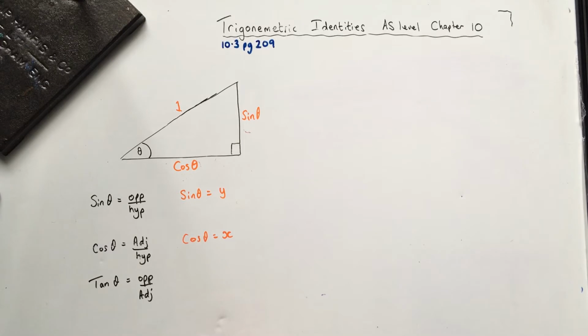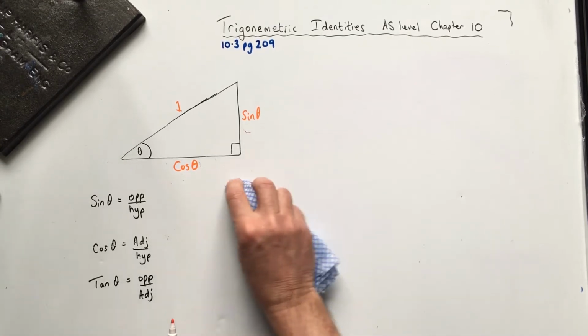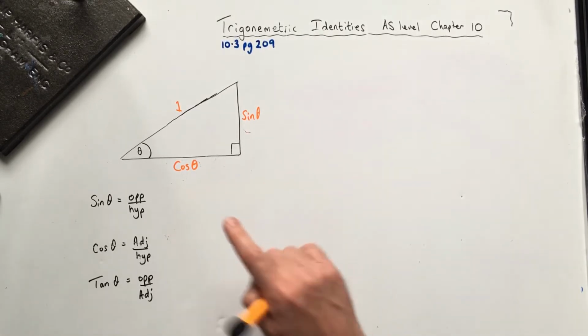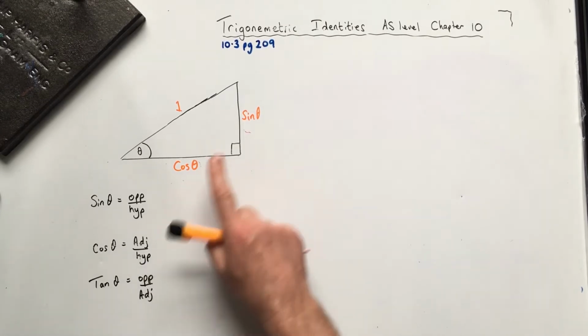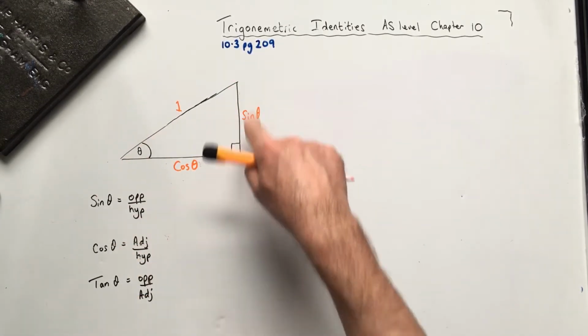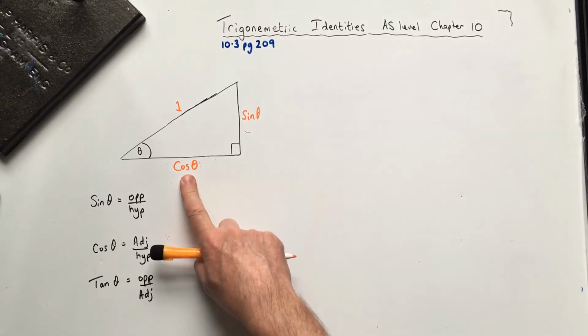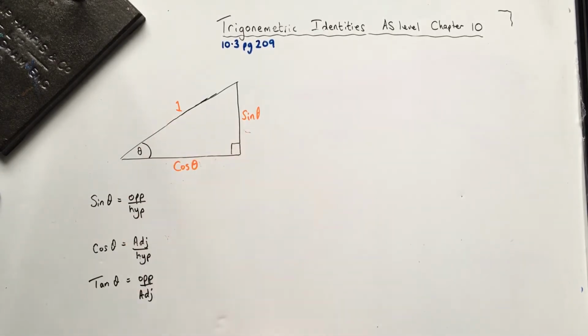Now we've got that in place, let's get my rubber, which I can't find. Oh, there it is, my little J cloth, rub those out. Let's have a look at the two identities. The first one is from Pythagoras. You know that a squared plus b squared equals c squared for a right angle triangle, which is what we've got. So this squared plus that squared must be equal to 1, and that is our first identity.